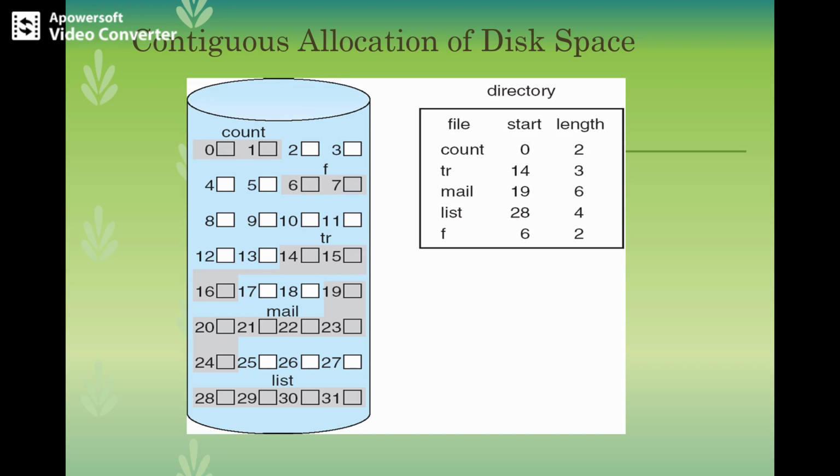One drawback of contiguous allocation is finding space for a new file. In contiguous allocation the problem can be seen to be a particular application of the dynamic storage allocation problem. First fit and best fit that we have seen are the common strategies in order to select a free hole from the list of available holes, and all these algorithms will suffer from external fragmentation.